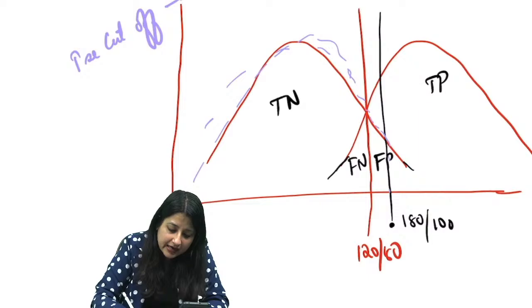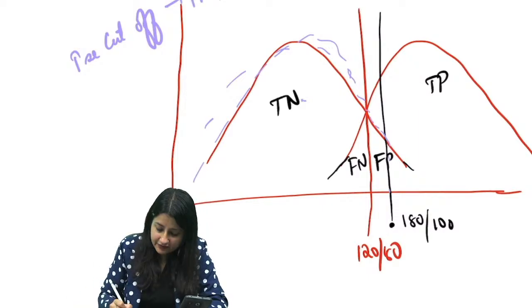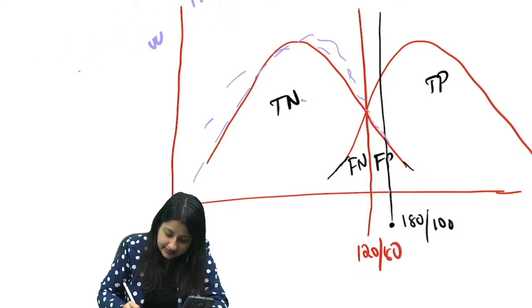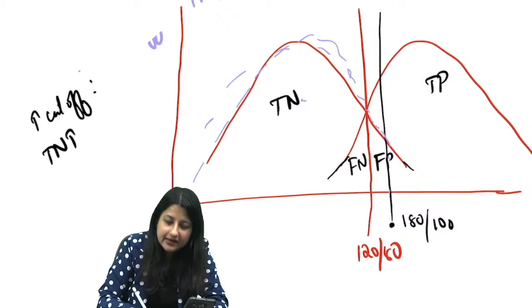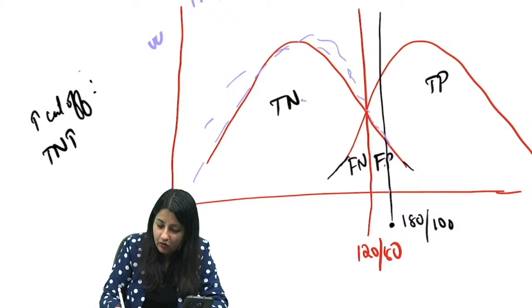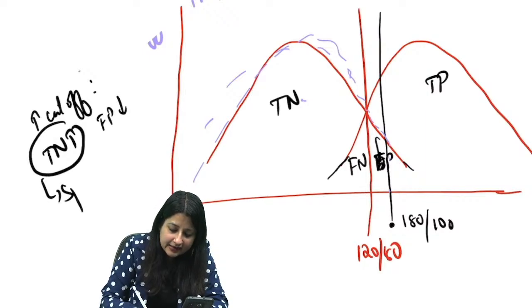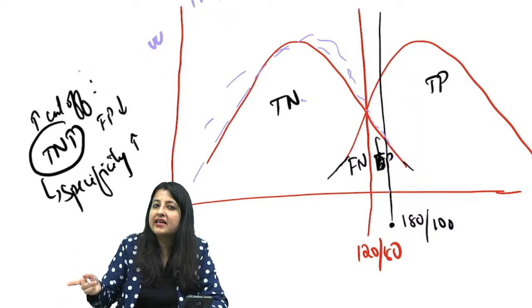है ना? तो क्या बढ़ेगा? True negative बढ़ेगा. This side will increase. If we increase the cutoff, true negative increases. ठीक है? So if true negative बढ़ेगा, automatically you can see this false positive will decrease. So if true negative increases, that means what, guys? Specificity increases. All right, sensitivity decreases.